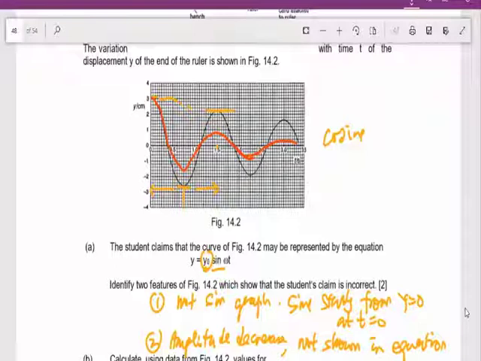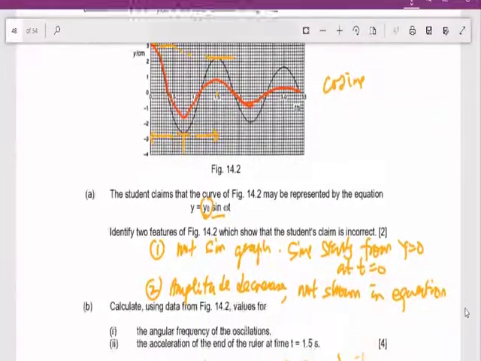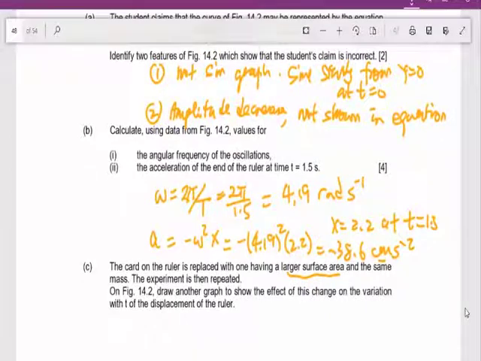This shows you the period, whether it's being increased. You can draw it to be the same or a little bit larger, it doesn't matter. Okay. So the effect of larger surface area is to introduce a larger air resistance or larger damping force.